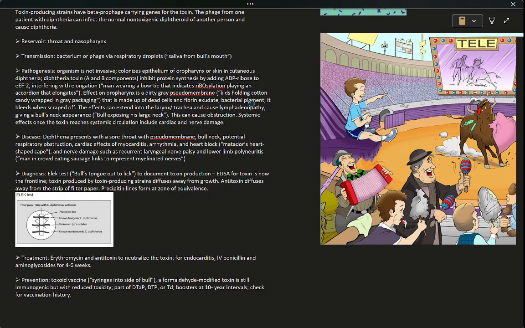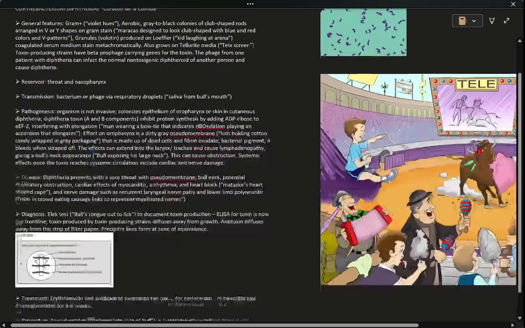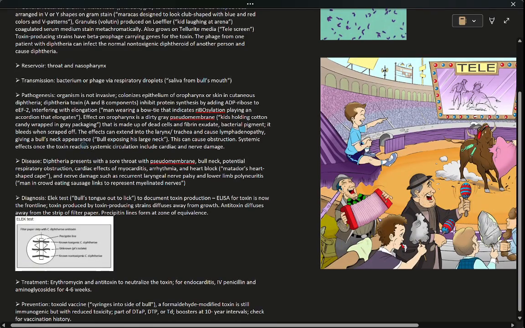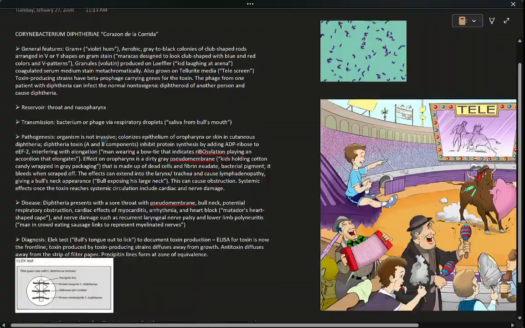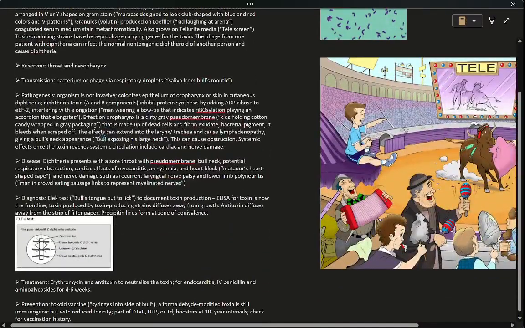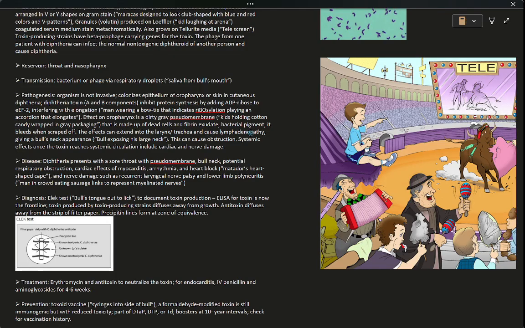Bacterial pigment. And what's special about this pseudomembrane is that it will bleed when scraped off. And so the effects can extend into the larynx and the trachea, and then cause lymphadenopathy.